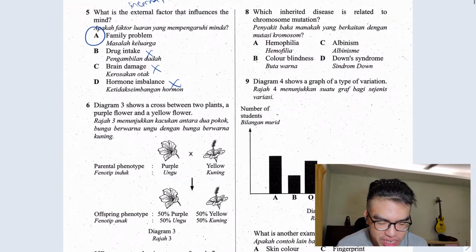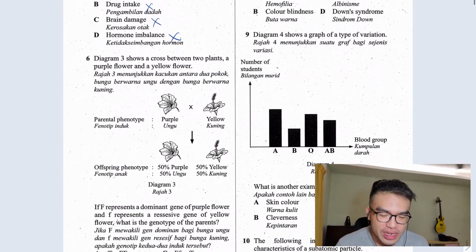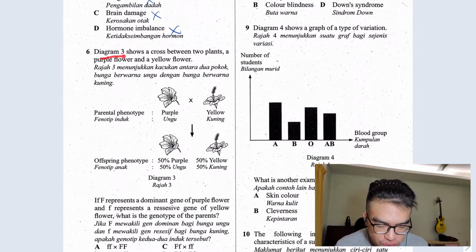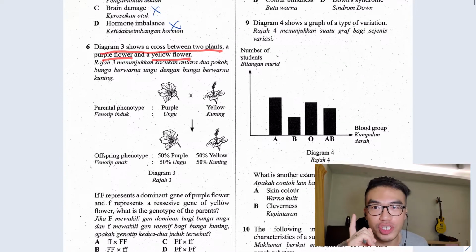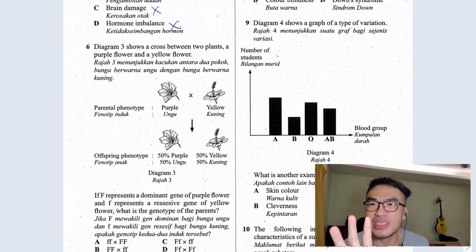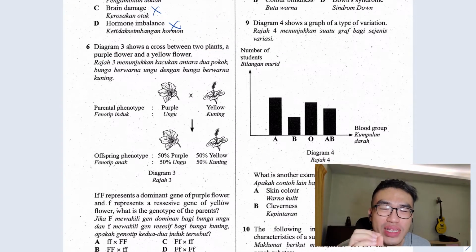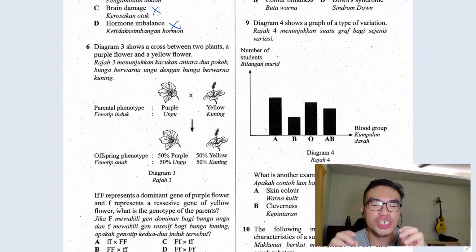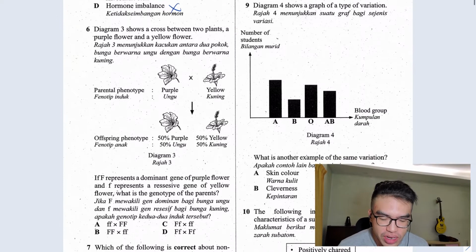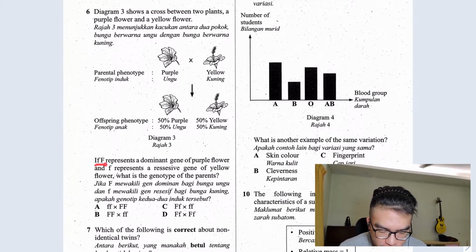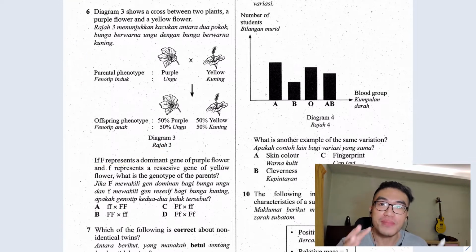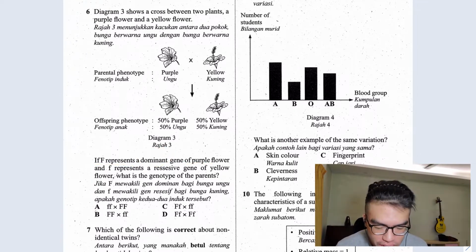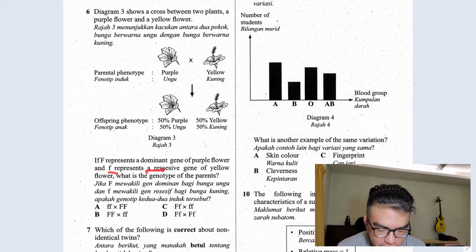Moving on, question 6. This would be our chapter 3, inheritance. Diagram 3 shows a cross between two plants, a purple flower and a yellow flower. When you see questions like this, the first thing you need to do is to identify what's the dominant gene and recessive gene. Dominant being the winning gene, recessive being the losing gene. So if F represents the dominant gene of purple flower, big F would be the dominant one, and then small f is the recessive, or the yellow flower.